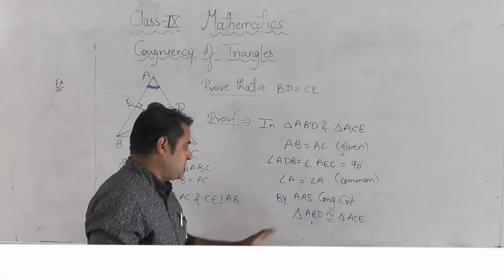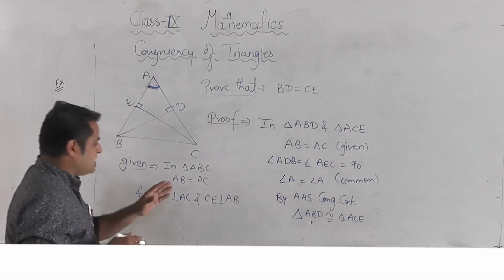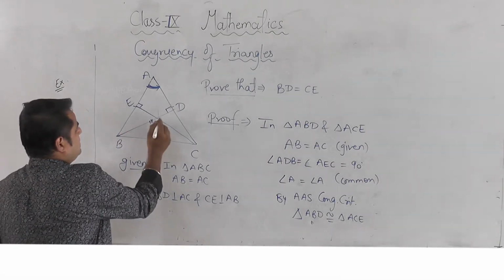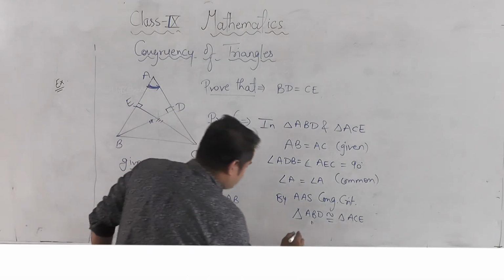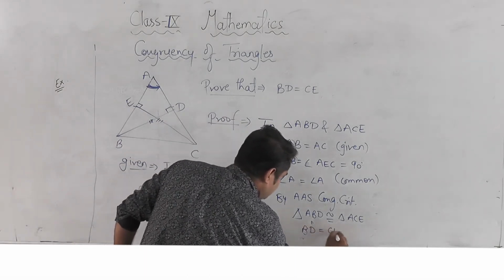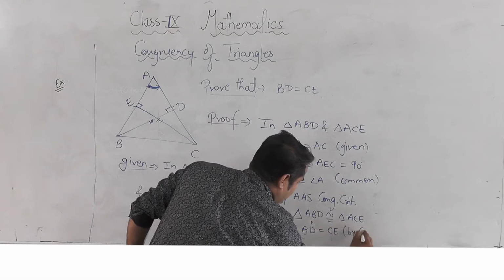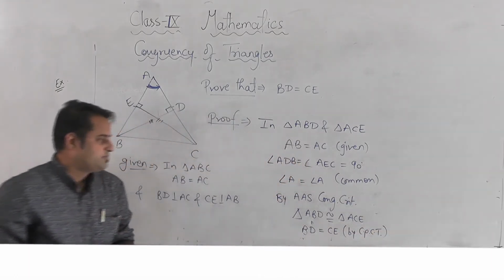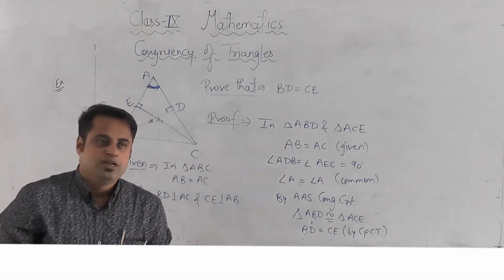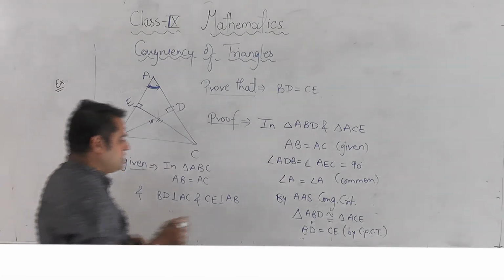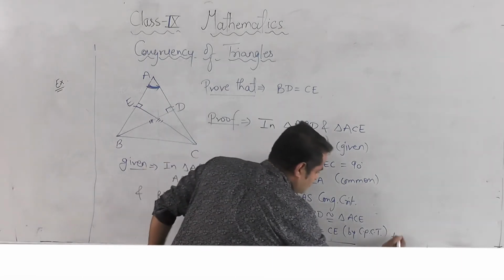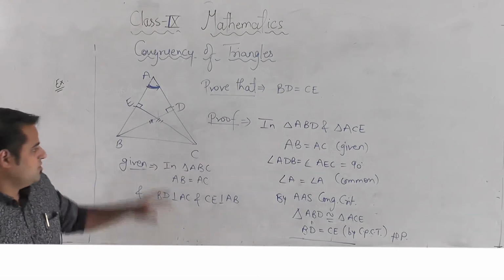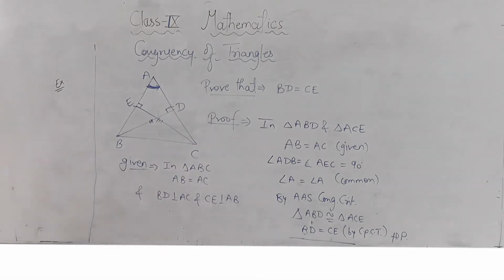So with this property, these triangles are congruent, and since they are congruent, we can say that this BD, the third side, is equal to the third side of the other triangle. So BD is equal to CE by our favorite property CPCT, corresponding parts of congruent triangles. So likewise we will prove it. So this is hence proved, whatever I had to show. So this is how we need to do these kinds of questions.